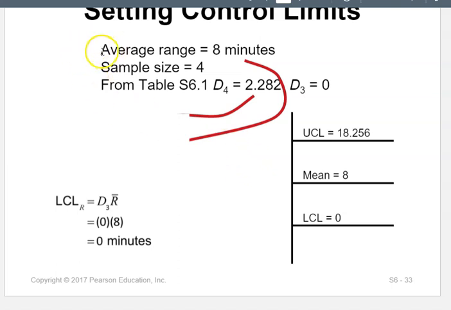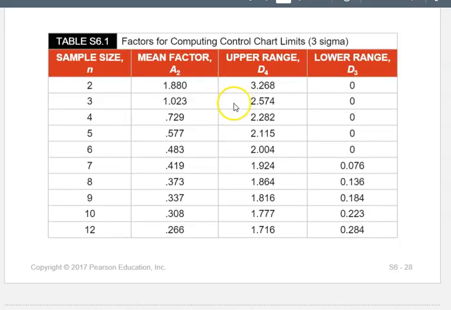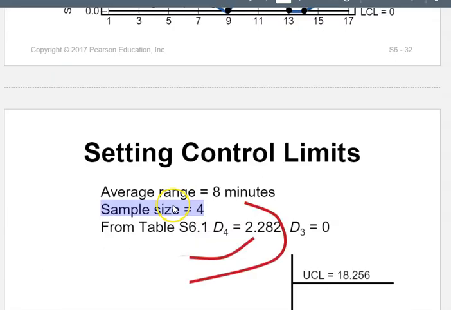Okay, so let's say we have an average range in a system of 8 minutes with a sample size of 4, and from the table that we provide, D4 is 2.282, D3 is 0. Let's see if these numbers are correct. So sample size of 4, going back up, looking at that table, 4, 2.282, and the lower bound is 0, so it's between 0 and 2.282.